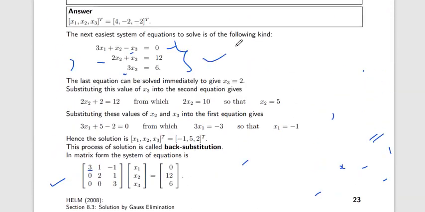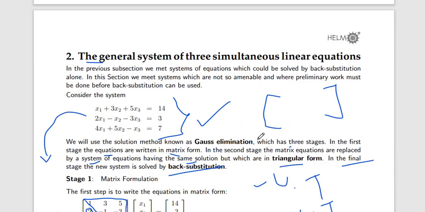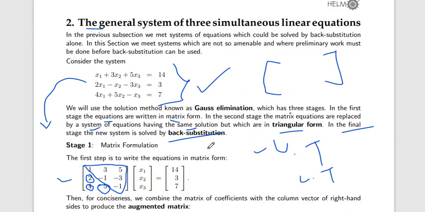Like the last example, this is equation 3, 2 and 1, the third equation, second equation and first equation. This method is called back substitution. So in Gauss elimination there are three stages. First, convert the equations into matrix form. Then with some matrix addition and multiplication methods, we transfer this matrix into an upper triangle matrix. Then with the help of back substitution we will get the answers of x1, x2 and x3. Okay, let's see.